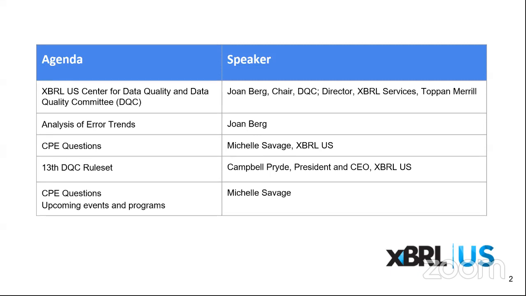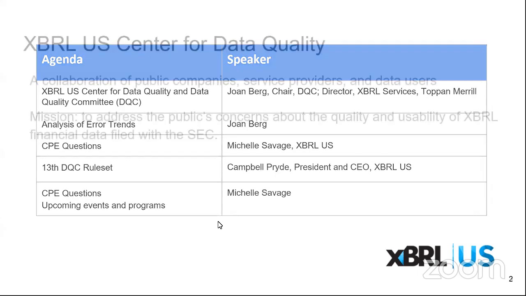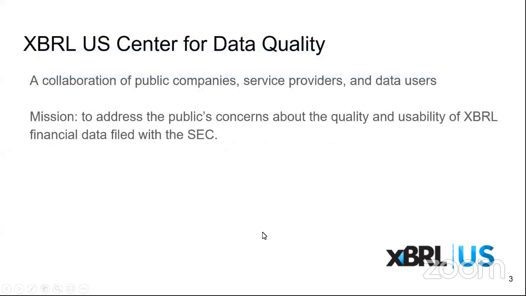We'll then cover a couple of CPE questions, and then Campbell Pride, who is president and CEO of XBRL US, is going to address the 13th DQC rule set. So these are the rules that are currently out for public review. He's also going to briefly touch on the 12th rule set, which has been finalized. All of these rules, both the approved and the proposed rules, are available on our website and able for any issuer to use. Finally, we'll cover CPE questions and then some upcoming events and other programs brought to you by XBRL US. So with that, I'm going to turn it over to Joan.